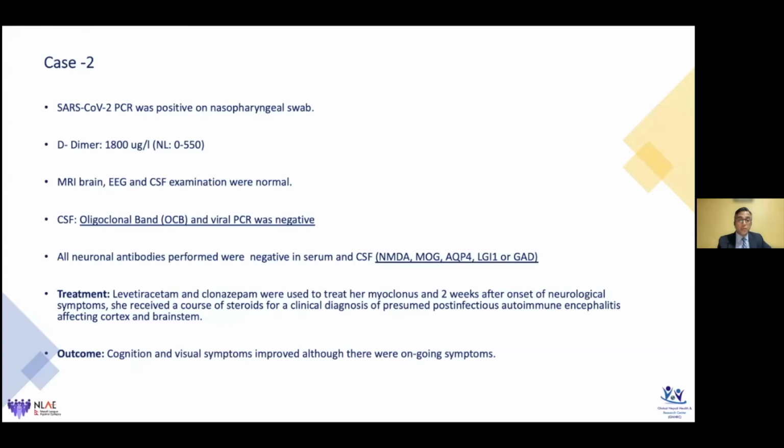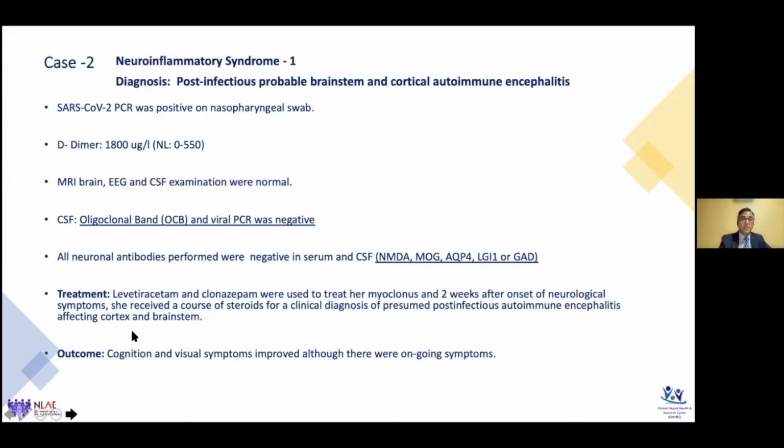The patient was treated with levetiracetam and clonazepam for the myoclonus, and 2 weeks after the neurological symptoms, she also received a course of steroids for a clinical diagnosis of presumed post-infectious autoimmune encephalitis affecting the cortex and brainstem. Her cognition and visual symptoms improved, although there were ongoing symptoms. The diagnosis was post-infectious probable brainstem and cortical autoimmune encephalitis.